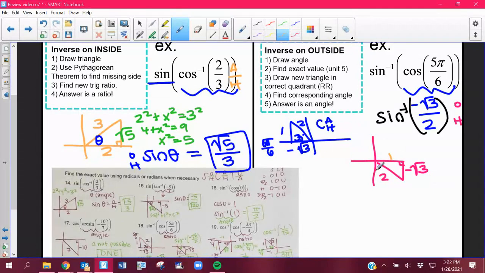Surprise, it's going to keep being that 30, 60, 90. And this one, again, opposite from your root 3 should be your 60 degree. So the reference angle is 60 degrees, which would then be pi over 3. And because this is a principal inverse value, I can find the reference angle and make it negative. That's my answer. So my final answer for this one is negative pi over 3. That answer is, in fact, an angle because it's got a pi in it.